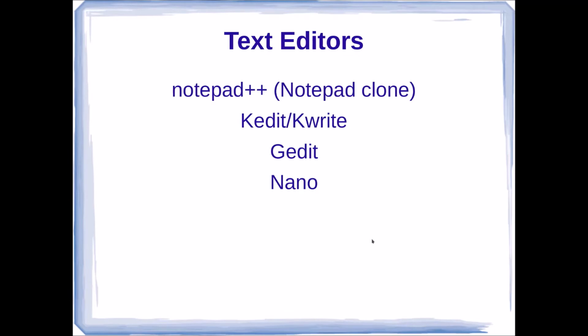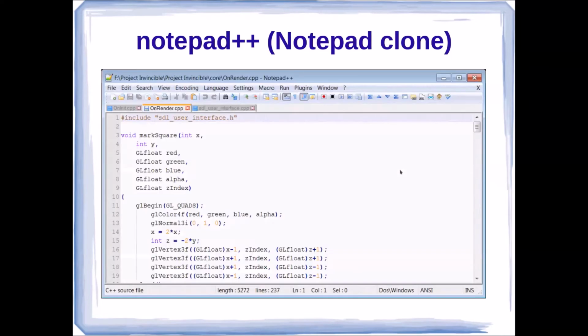Very popular. Kedit and Kwrite are provided with KDE Plasma. They're written from the same Qt library, so they have a very similar set of features. All of these editors are very, very versatile. Gedit is the one that comes with GNOME, which is provided by Ubuntu and some of the other distributions. And I'll talk about Nano very briefly, which is not a GUI text editor. So there's a picture of Notepad Plus, and this one is in fact running, the screenshot is from running on Windows, but it will run on Linux.